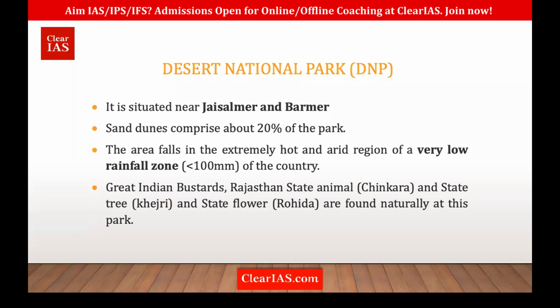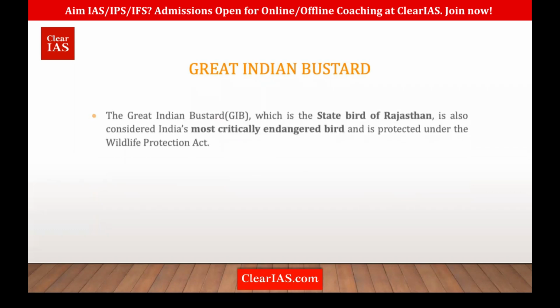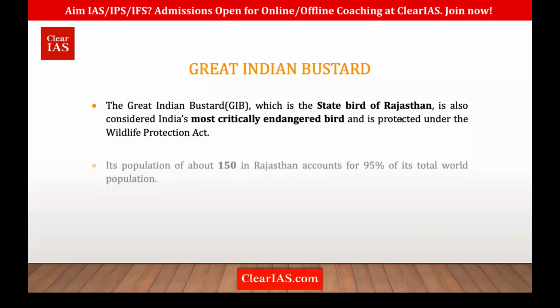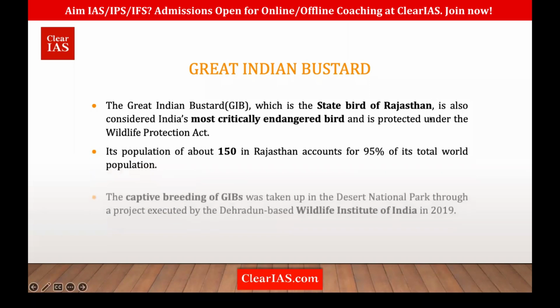Another important species found here is the Great Indian Bustard. We spoke about the Great Indian Bustard in the last class, so we'll just have a quick review of it. It is the state bird of Rajasthan and one of the critically endangered species. It is protected under Schedule 1 of the Wildlife Protection Act. I've told you that the population is fast declining and the number is less than 150. Almost 95% of the Great Indian Bustard is found in the Rajasthan region, and that is why the government has taken up so many conservation initiatives as well.